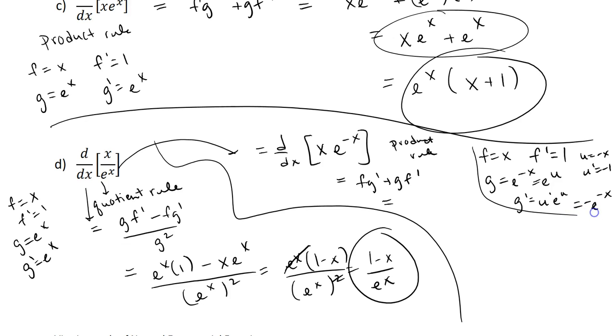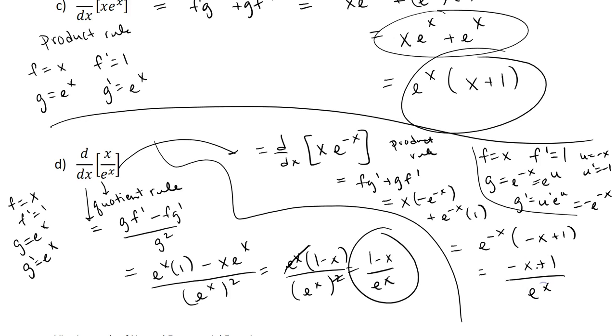So this right here would be x times negative e to the negative x plus e to the negative x times 1. Or if I factor out the e to the negative x, I would have negative x plus 1. And I could write that as negative x plus 1 over e to the x by bringing that down. So you can see that you do get the same answer in both of these problems.